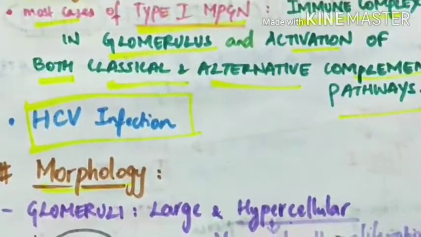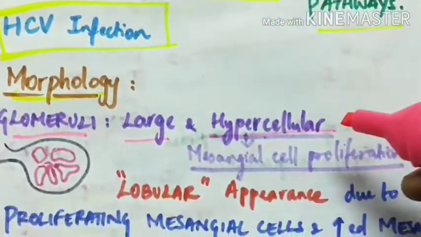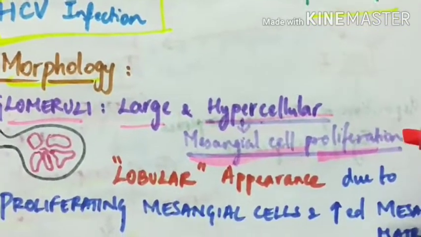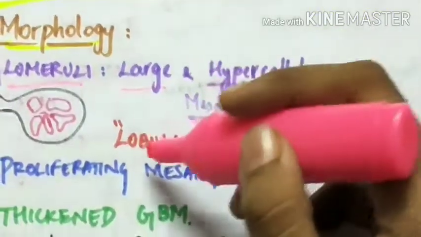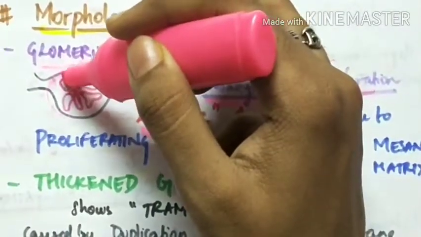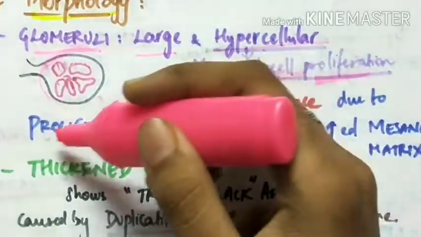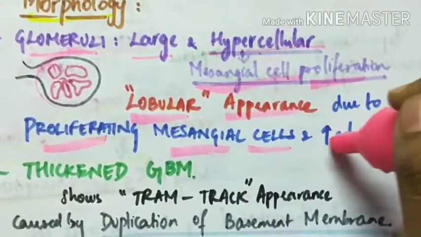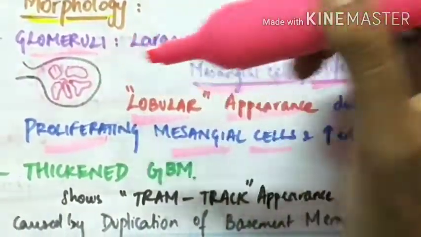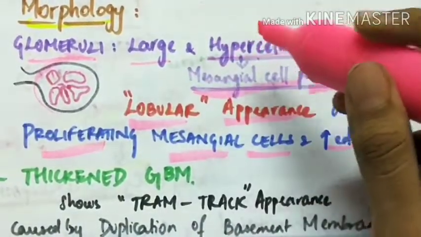Morphology. The glomeruli are large and hypercellular. The hypercellularity is because of the mesangial cell proliferation. So because of this, there is a lobular appearance. It appears like lobules. There is a lobular appearance due to the proliferating mesangial cells and the increased mesangial matrix. This leads to the lobular appearance of the glomeruli.